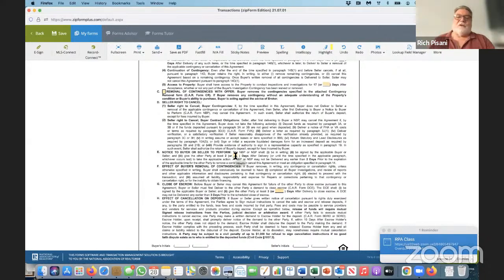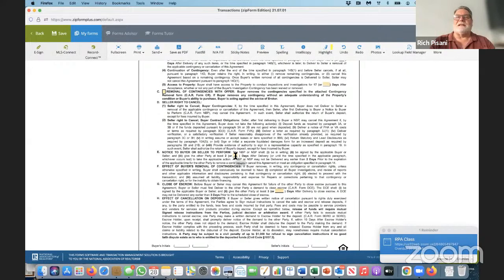But if you're a tricky agent representing the buyer, and you change that number to 10 or to 5 or whatever, and agents don't notice it, guess what? They have those days. Effects of buyer's removal of contingencies.